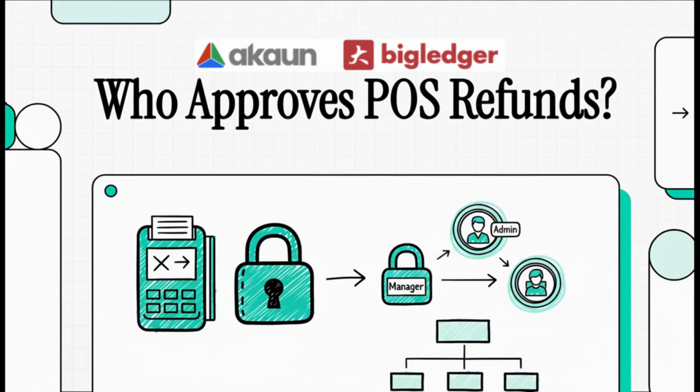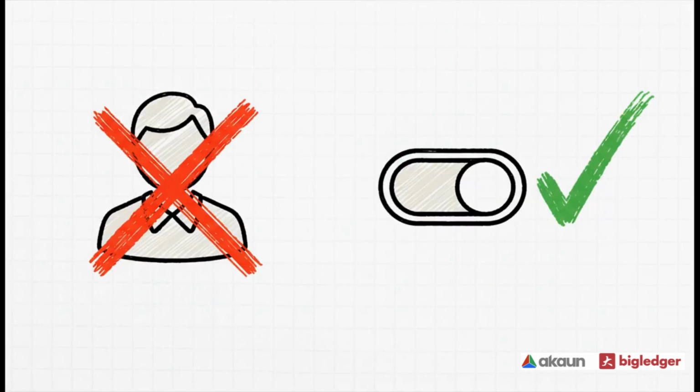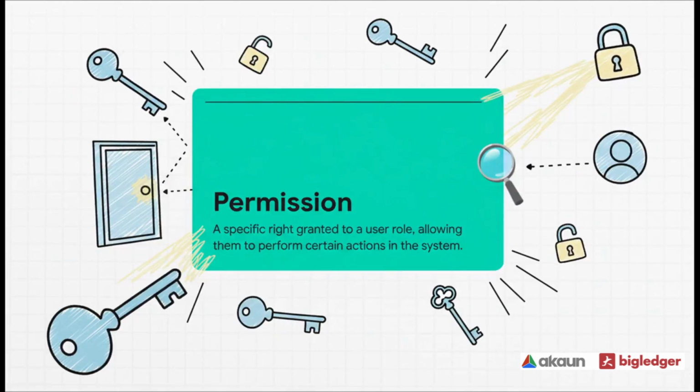Who's really in charge of them? Okay, so a customer wants their money back. Who actually gets to say yes to that? You might think it's a manager, right? But it's actually a specific system permission. Think of permissions as digital keys. They unlock certain abilities for different users.